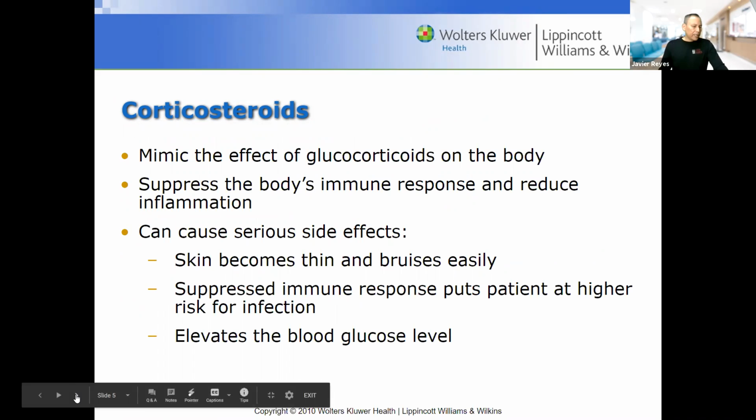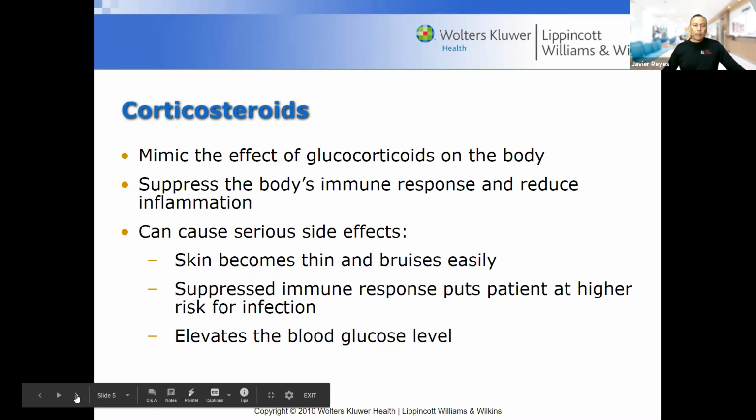Now, there's other medications that are prescribed. These are called corticosteroids. Corticosteroids are hormones in our body. They're chemicals that also help us to relieve pain. Okay, we have natural hormones that help us to do this. They're called anti-inflammatory.